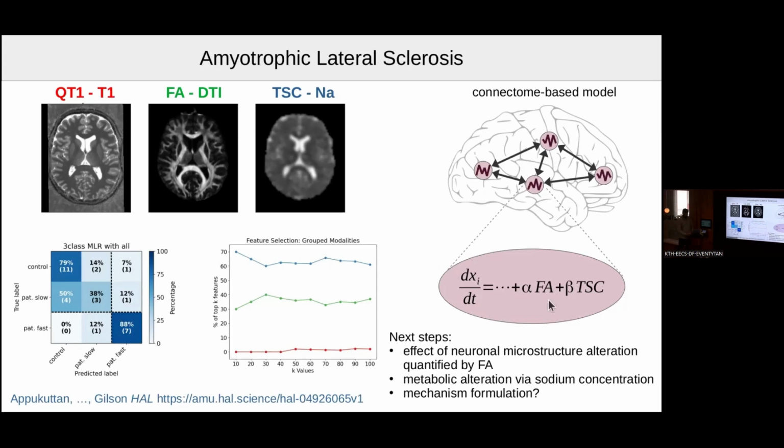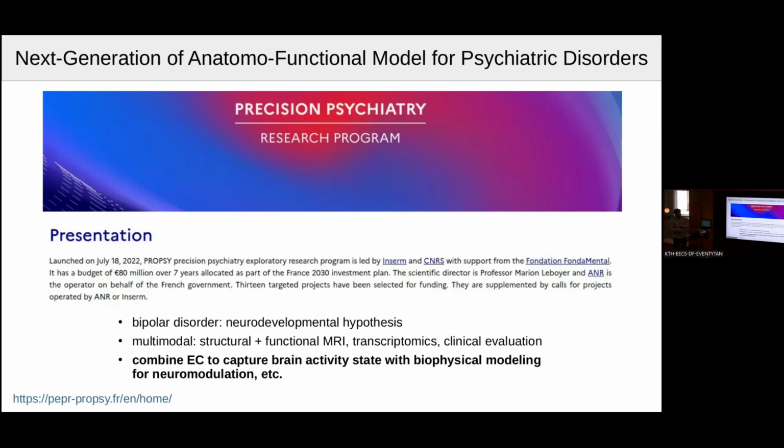So the point is to find a mechanism to describe it mathematically to be able to combine these different things in a meaningful way. And another thing that we are doing, for which we need a next generation of functional model, is psychiatric disorder. So we are working so far mostly on bipolar disorder in Marseille. We've got a neurodevelopmental hypothesis. And we've got structural and functional MRI, and also transcriptomics about patients and so on. So the idea is to try to make models and to see whether we can combine this effective connectivity with this biophysical modeling in a single model.